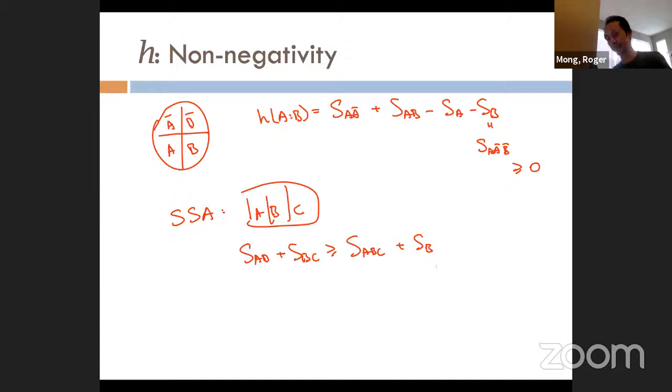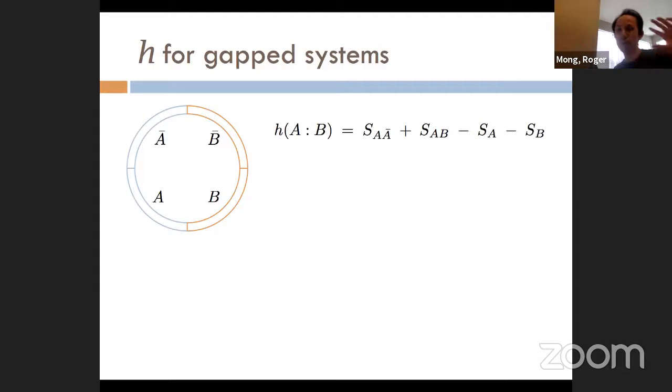All right, so what does H look like for a gap system? Okay, so I'm going to give basically a heuristic proof for now. In a gap system, all the entanglement comes from basically the edges with the boundaries. The area law in 1D basically is the number of boundary points. So S of A bar A is basically this arc, the boundary being the top and bottom points. S of AB is this arc, the boundaries being these two points, whereas for S of A the boundary is here, and for S of B the boundary is right here.